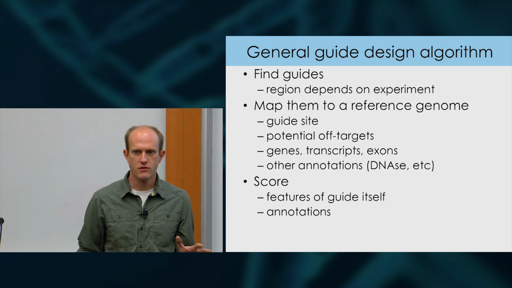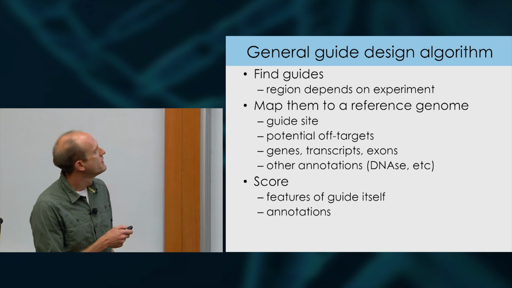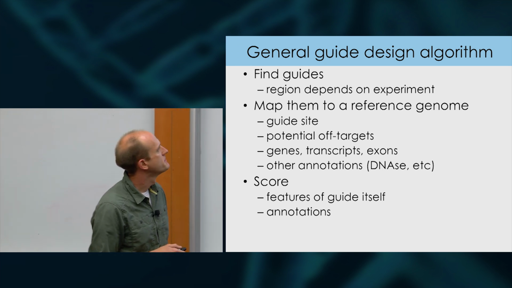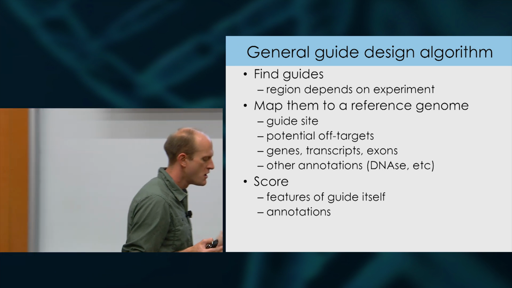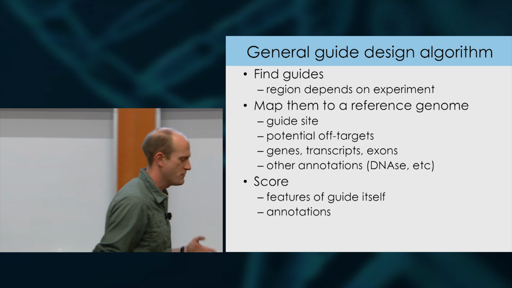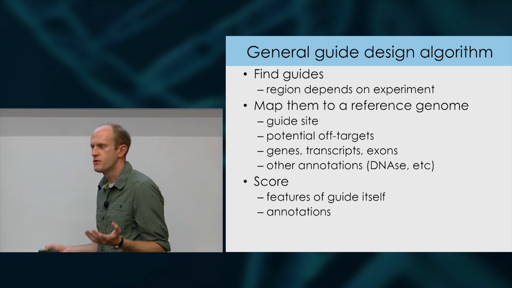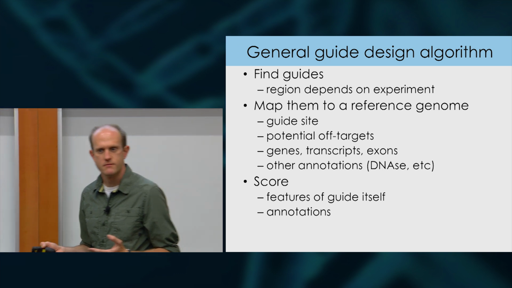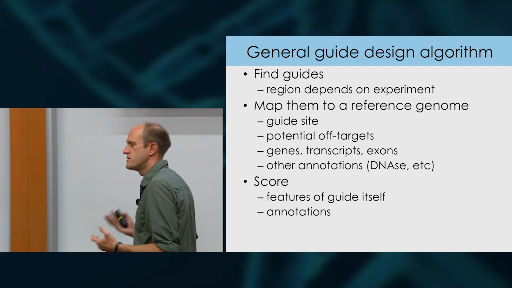So the general algorithm behind finding a guide goes like this. First, you find guides, and where you're going to find those guides, the region that you want to look for, really depends on your experiment. So you've heard about CRISPR cutting, you've heard about CRISPRi, you've heard about CRISPRa, and you've heard that there are different regions you might want to target. Even if you're doing, say, a cutting experiment, there are different places that you might want to target.